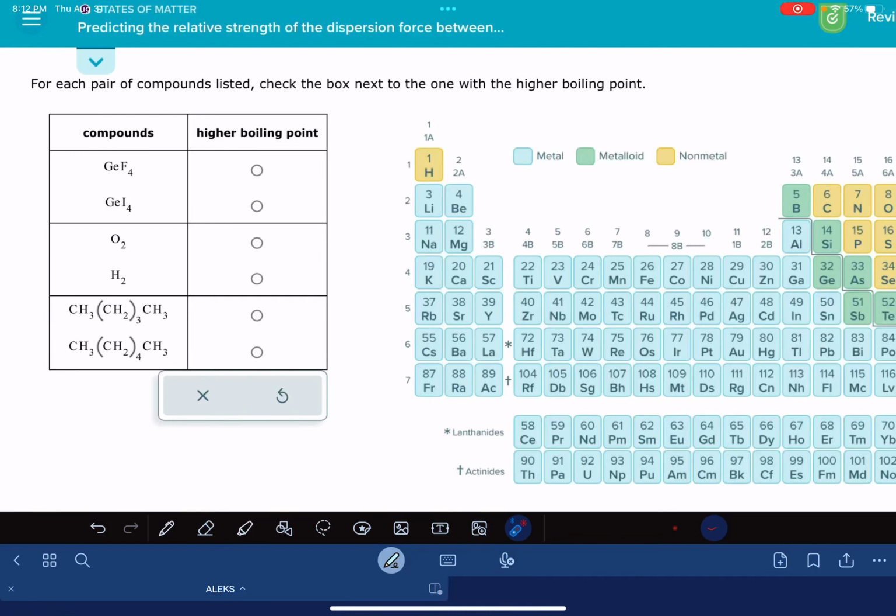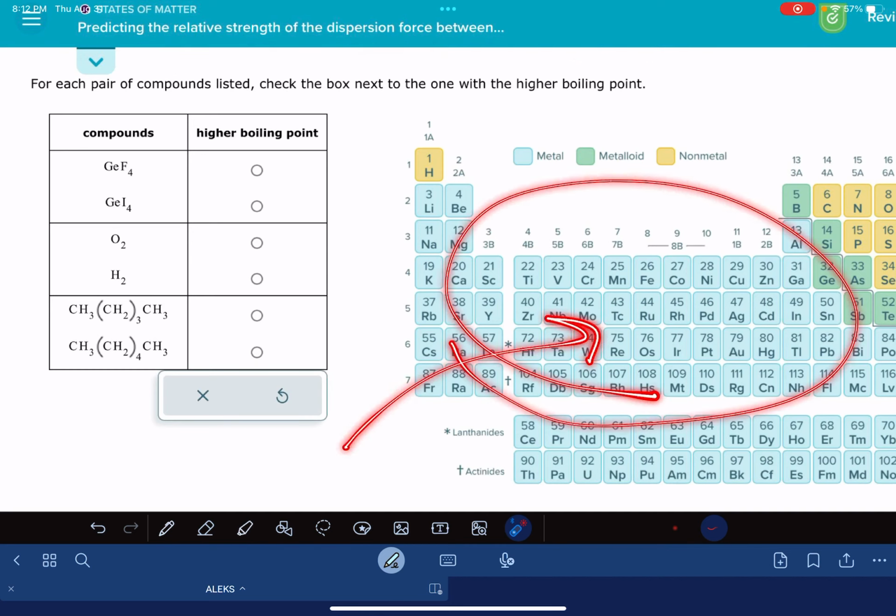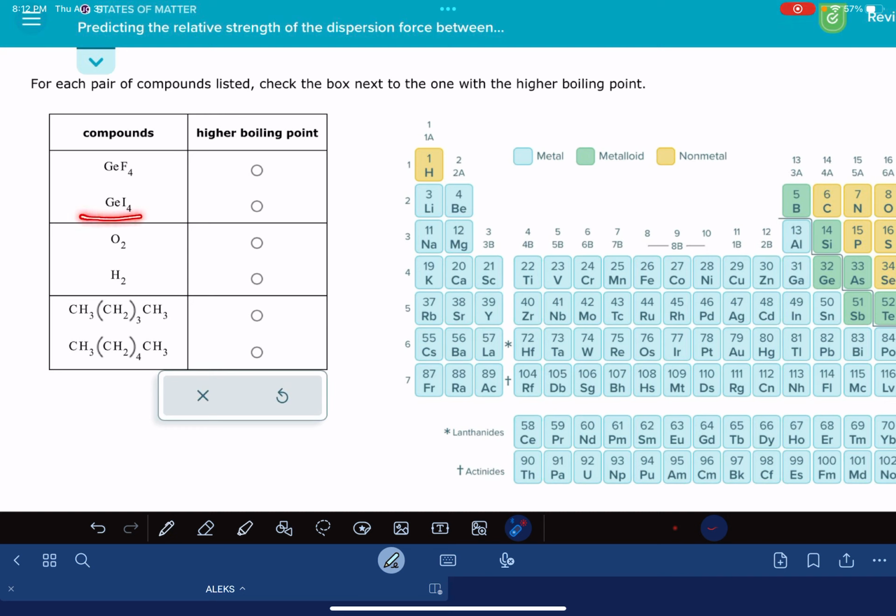In this video, I'll help you solve the ALEKS problem called predicting the relative strength of the dispersion force between molecules. To help you solve this problem, you are going to want to have a periodic table handy. In this problem, we are given three pairs of compounds, and we have to decide which molecule in each pair has the highest boiling point.